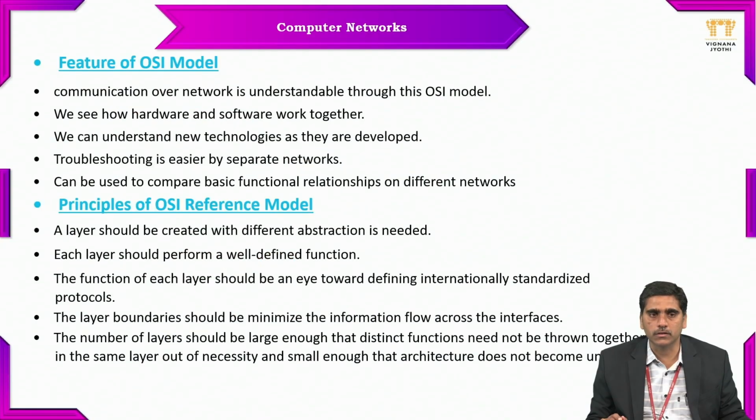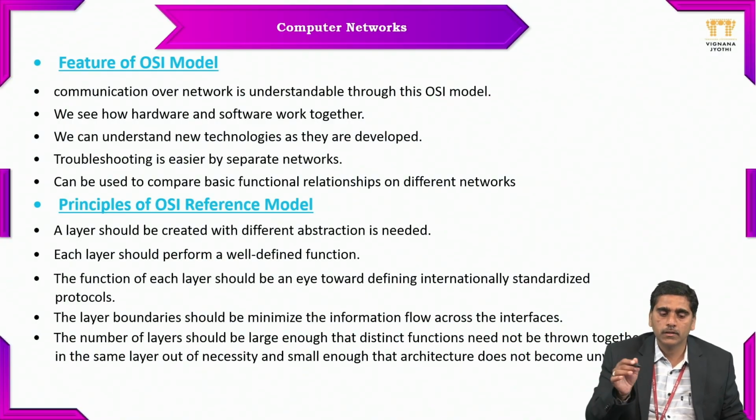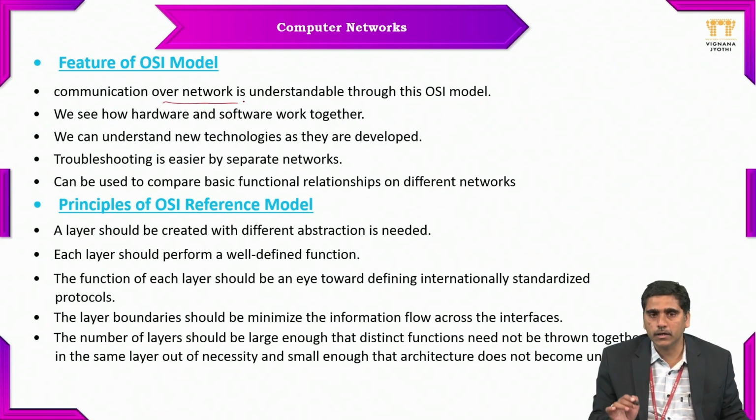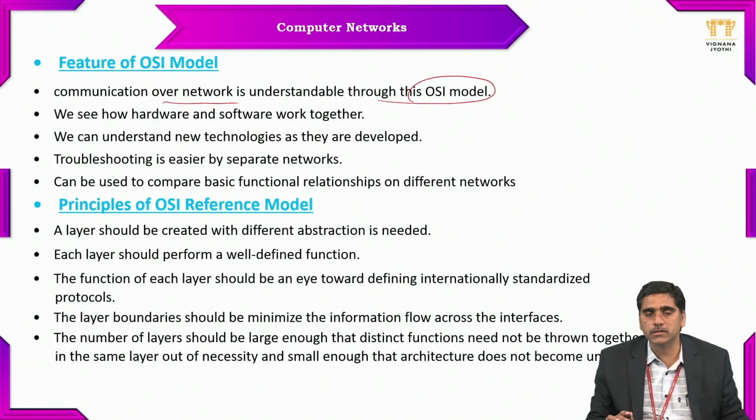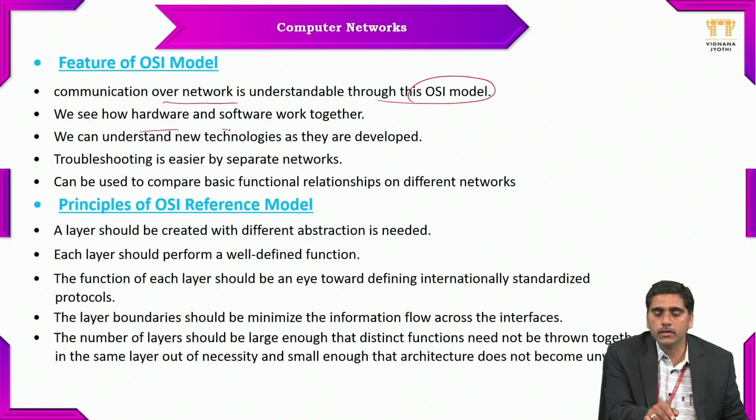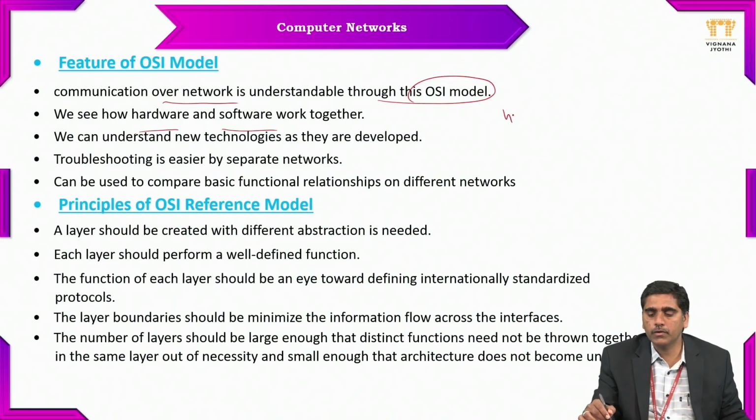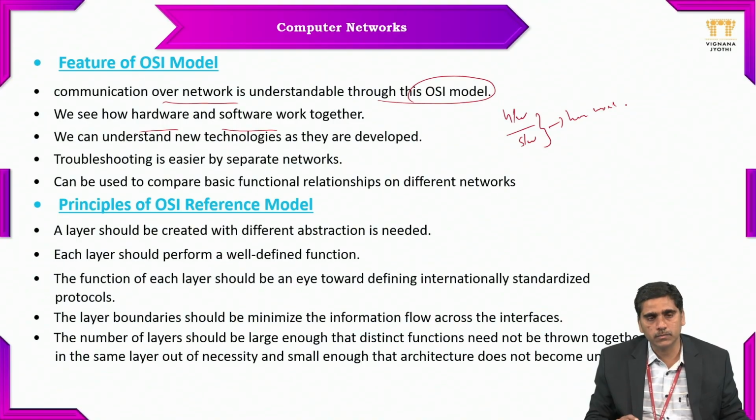We'll continue this session with the features of the OSI model. What are the features of the OSI model? The main feature is that communication over a network becomes understandable through this OSI model. Through each layer, our entire network is understandable. We can also see how hardware and software work together, both the hardware layers and the software layers, in this model.